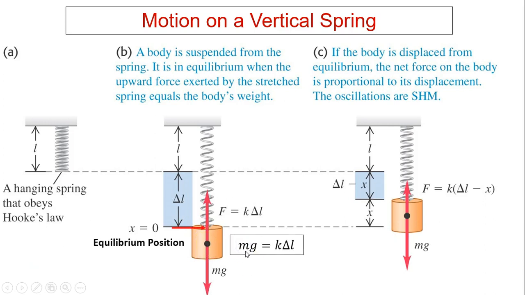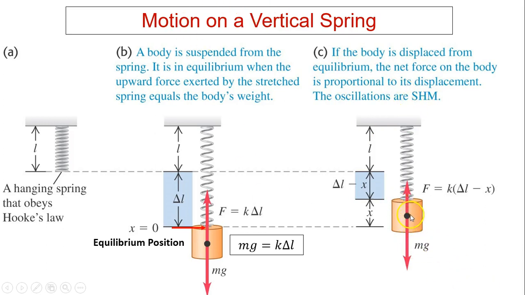It has mg equals k delta L. The two forces are balanced, and this becomes a new equilibrium position. If the body is displaced from equilibrium, the net force on the body is proportional to its displacement. Therefore, the oscillations are simple harmonic. Let's see how that happens.